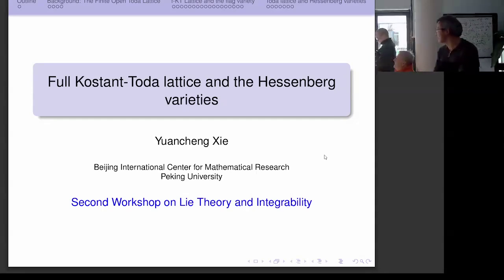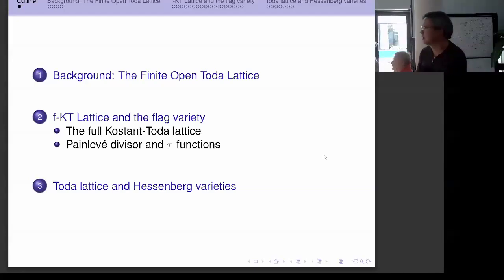Okay. So I will talk about the Toda lattice and Hessenberg varieties, which I will show you are basically linear algebra, but have some interesting content. The talk will be in three parts. In the first part I will talk about the classical three-dimensional Toda lattice. In the second part, I will talk about the Kostant-Toda lattice and its relation with the flag variety. And in the third part, I will combine these together to explore the relation between the Toda lattice and what are called the Hessenberg varieties.